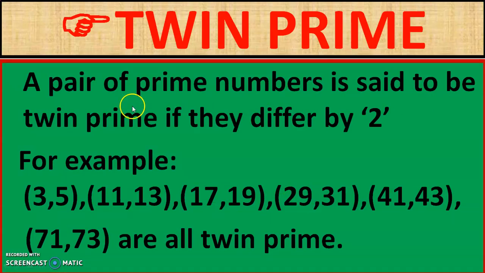What are twin primes? A pair of prime numbers is said to be twin primes if they differ by 2. For example, 3, 5, 11, 13, etc. are all twin primes. Here you see 5 minus 3 is 2, 13 minus 11 is 2, 19 minus 17 is 2. That means if the difference between two prime numbers is 2, then they are said to be twin primes.